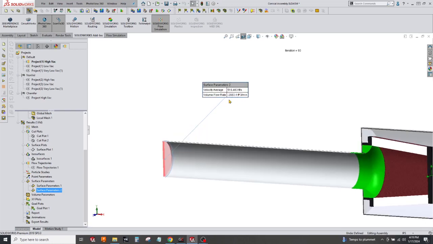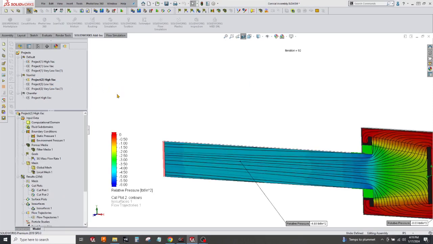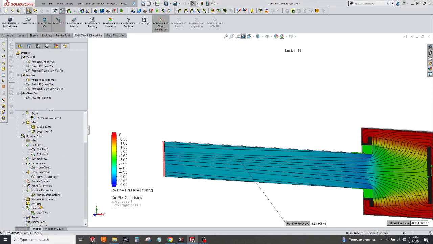So we're seeing here we got about 2,683 cubic feet per minute. That's a pretty good flow rate. So if we go back to our other guy, let's go ahead and open up that same parameter, and we're seeing about 2577. So there's a bit of a difference there.